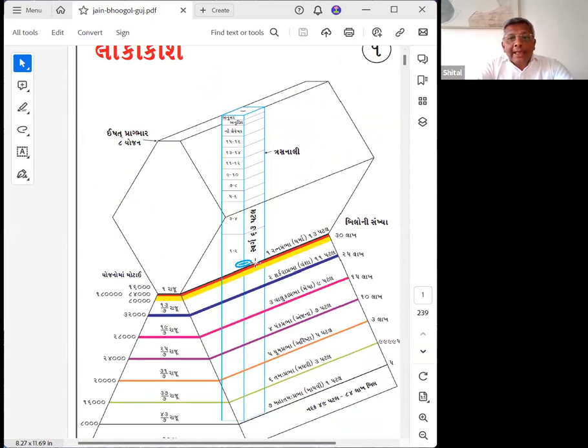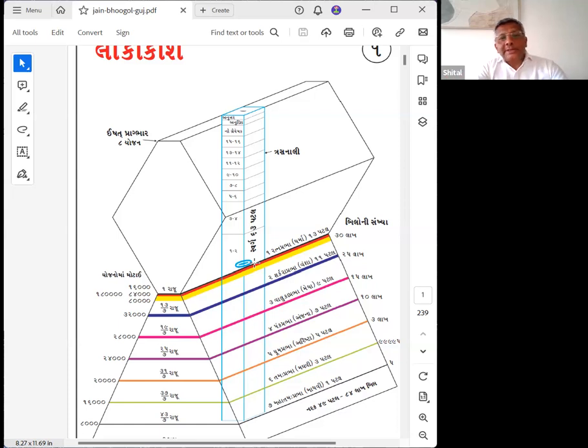And we are now looking at Jambu Deep. Jambu Deep is a very important island because it is right at the center of the lok, and we happen to be living right in the center of the lok. So let's understand Jambu Deep.